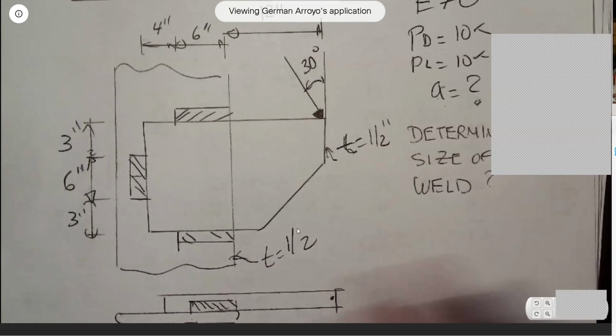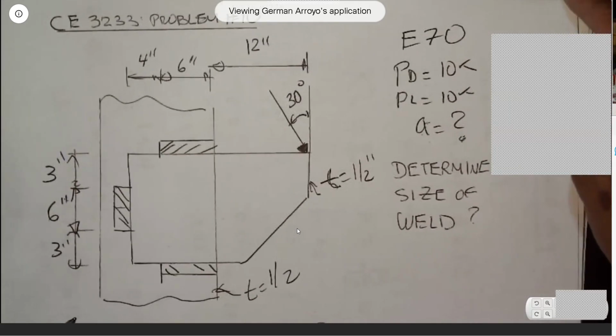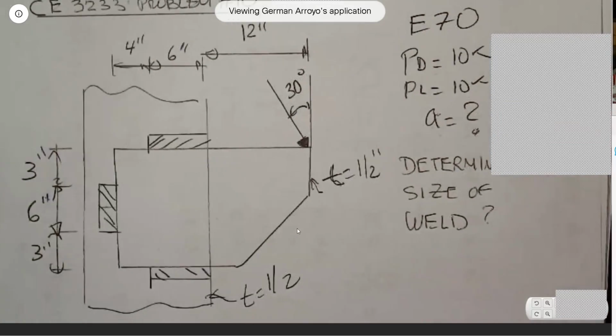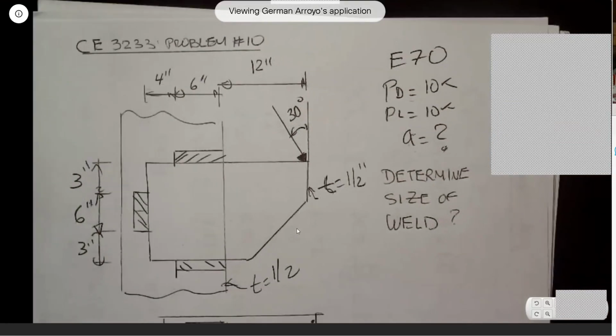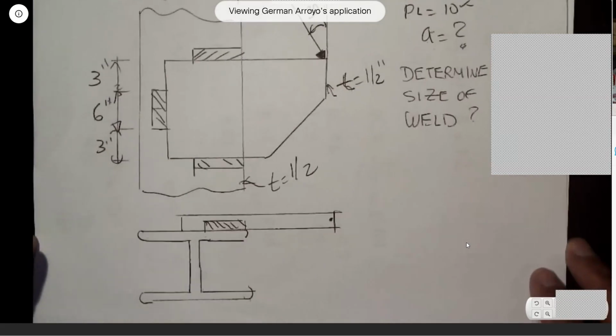And the electrode is a 70, the dead load 10, the live load also 10. And the one in this question is, again, determine the size of the well. This is a view of the car.